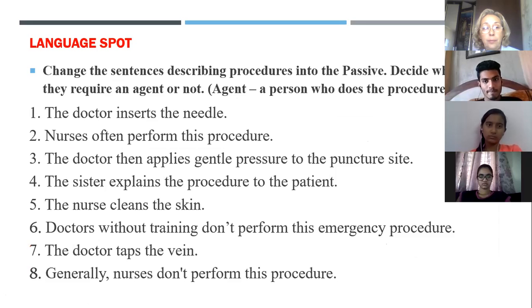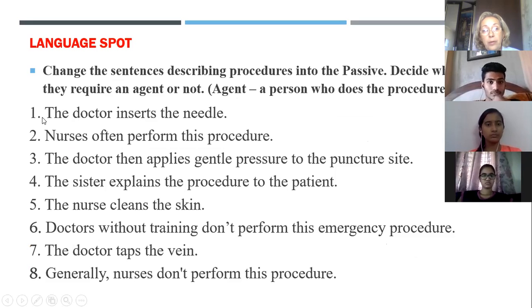Well, now we are going to look at the sentences that describe procedures, and we should change the sentences into the passive voice. And we should decide whether they require an agent or not. Remember that the agent is the person who does the procedure. How much time? We have about 2 minutes.